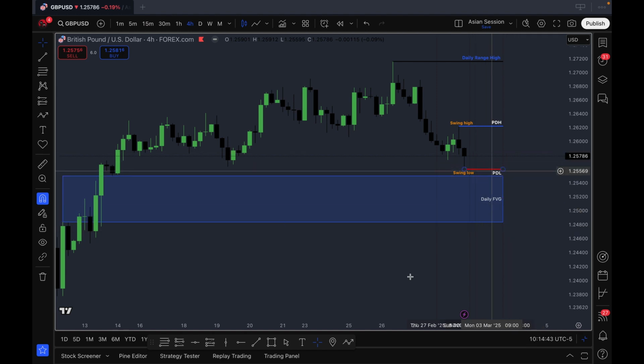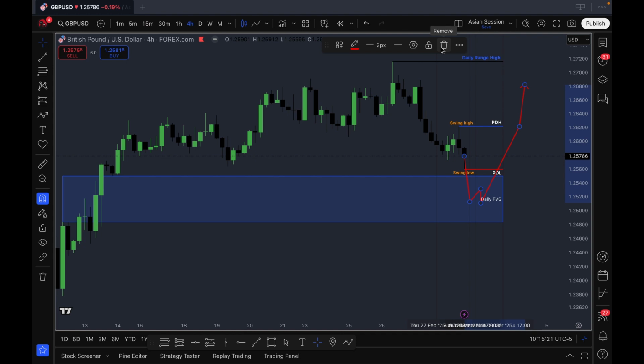Since the market is closed, I would be looking for something like a break past the swing low plus the previous day low, going into this daily fair value gap, maybe a double bottom formation, and then buy on the break of the neckline or the break of structure. The first target will probably be the previous day's high, and if we're still in the momentum to the upside, the next target will be my daily range high. So yeah, that is it for me with Great Britain pound US dollar.